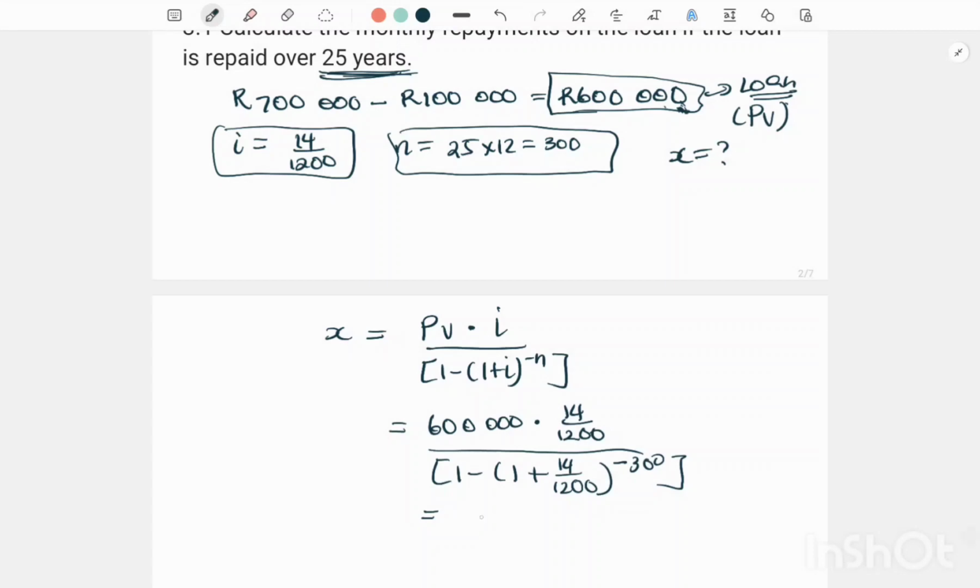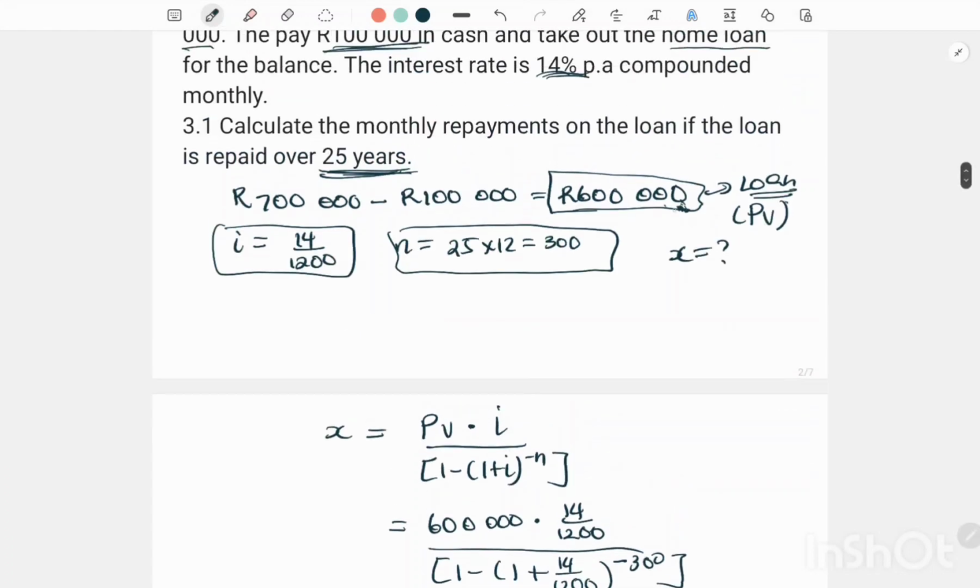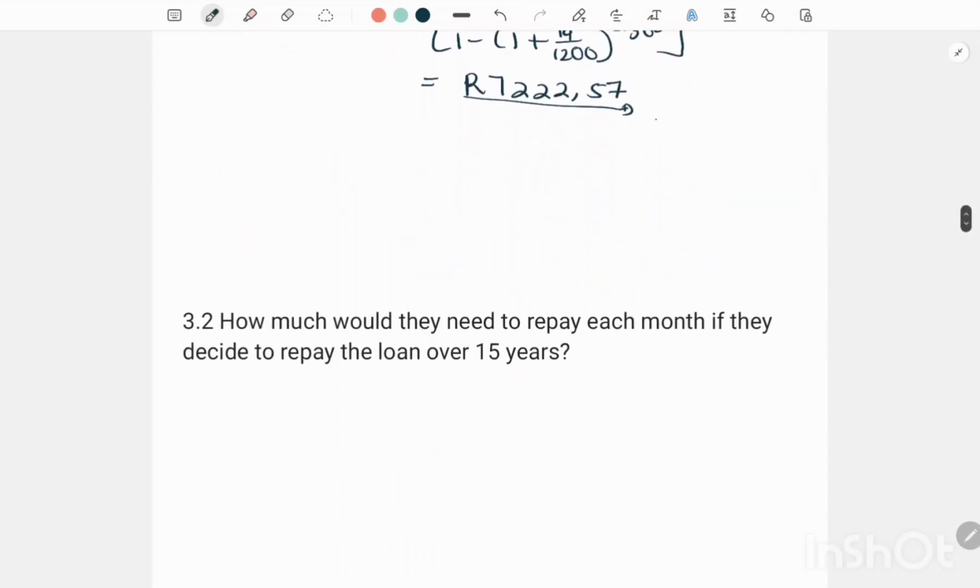Okay, the monthly payment will be 7,222.57. So Mr. Falibangwa and the family will need to pay this monthly payment over 25 years to pay off this loan. Wonderful. Next question.